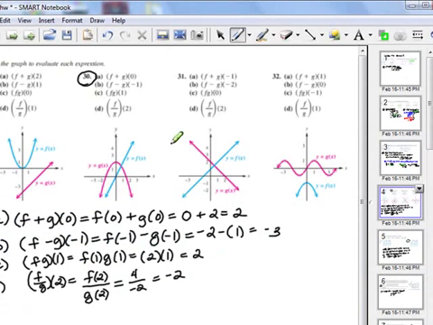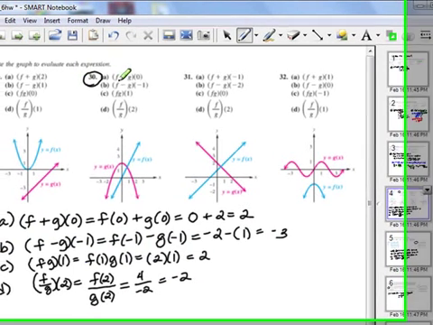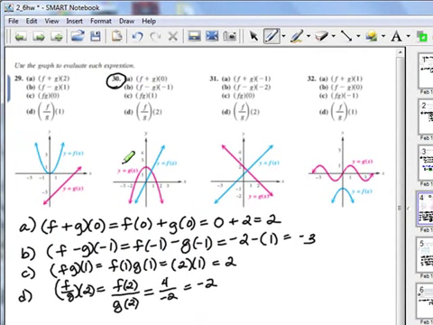Now, the next grouping is to use the graph to evaluate the expression. Whenever I cut these from the textbook, the grids don't really show up, so you need to refer to your textbook pages to see the exact points on the graph. But I have looked at the book whenever I did these.